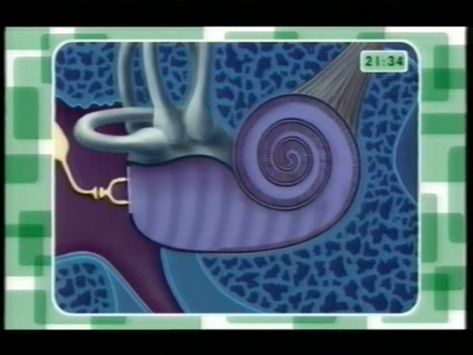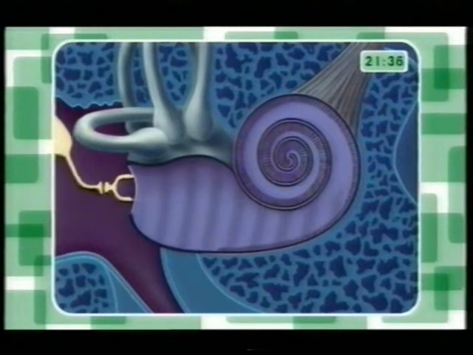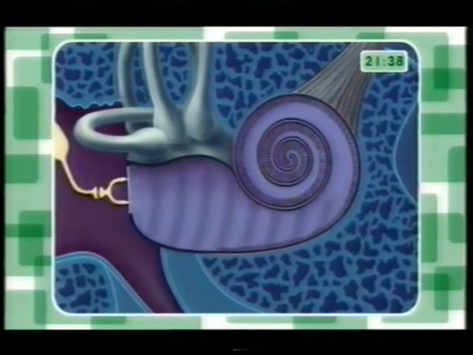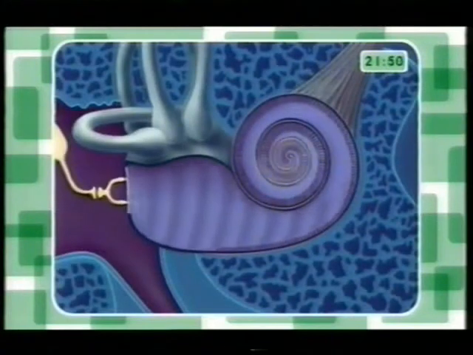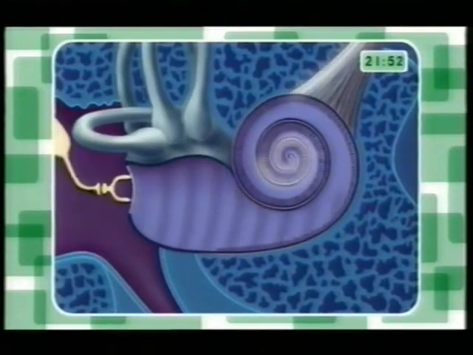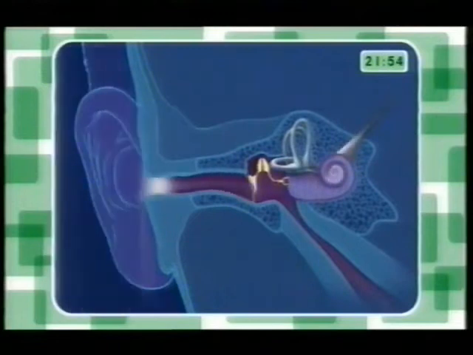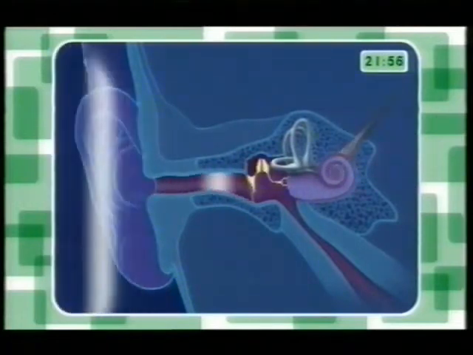The ear bones pass on the wave to a liquid inside the cochlea. The movement of the liquid is picked up by cells shaped like tiny hairs. They send electrical signals to the brain along a nerve. The ear converts sound waves into electrical signals which the brain can recognize.